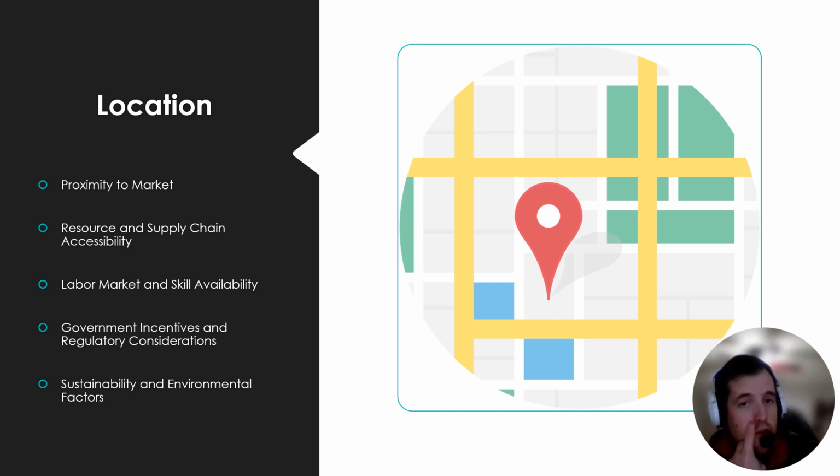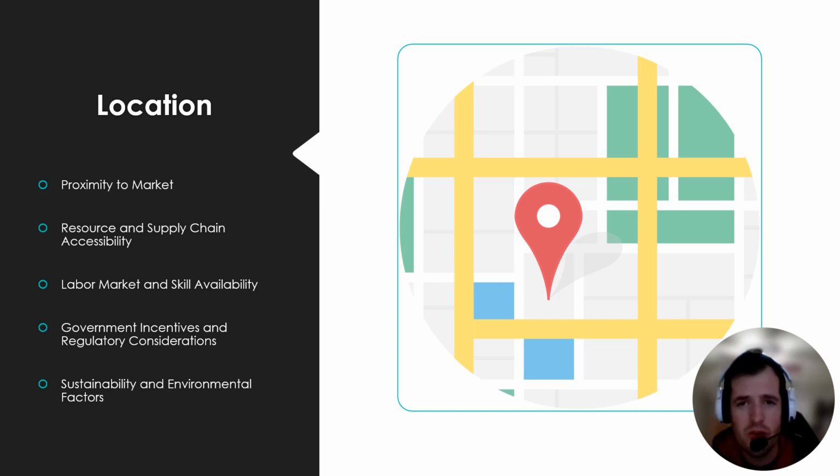The fourth factor is government incentives and regulatory considerations. By selecting locations where local governments offer financial incentives, subsidies, or tax breaks for large-scale manufacturing, Tesla reduces its expenditures and operational costs. For example, the factory in Nevada was partly financed through state tax incentives.